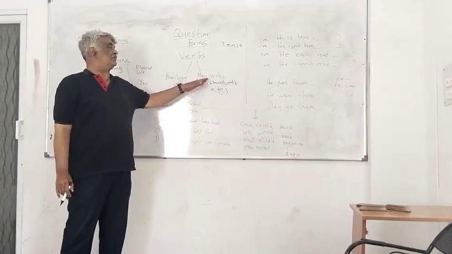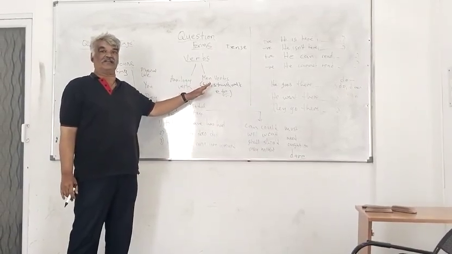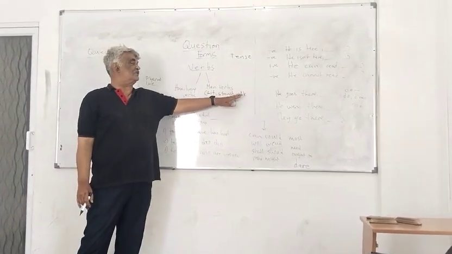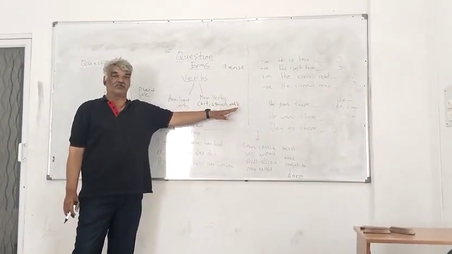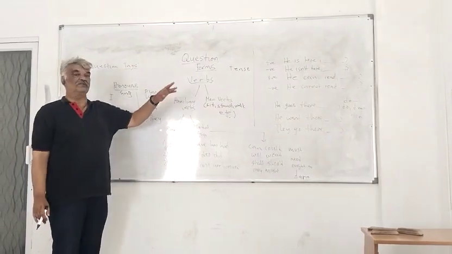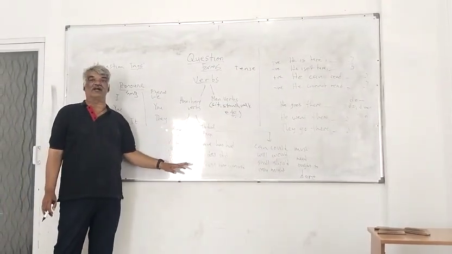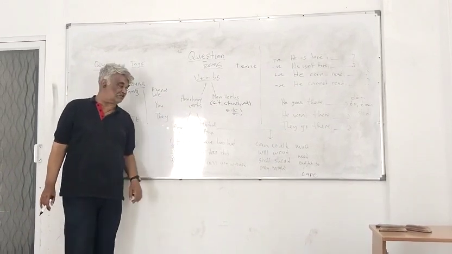Okay, so the main verbs have tense. Sat is the past tense of sit, stood is the past tense of stand, walked is the past tense of walk, etc. All the main verbs are present and past tenses. These also have tenses, right?